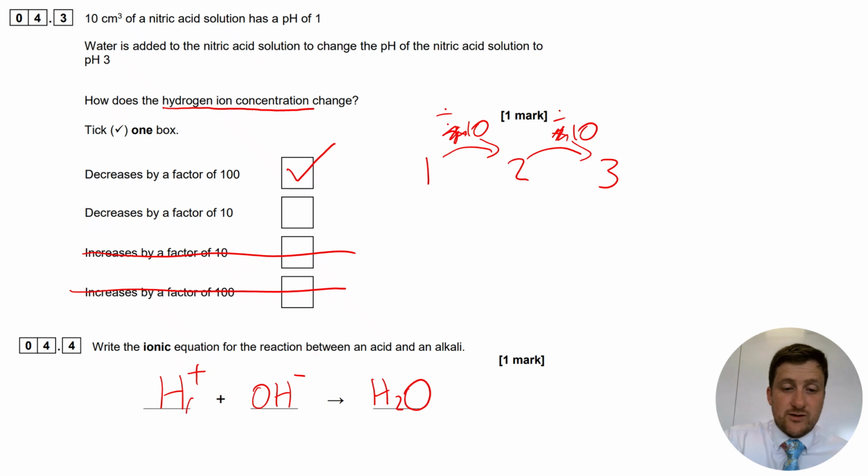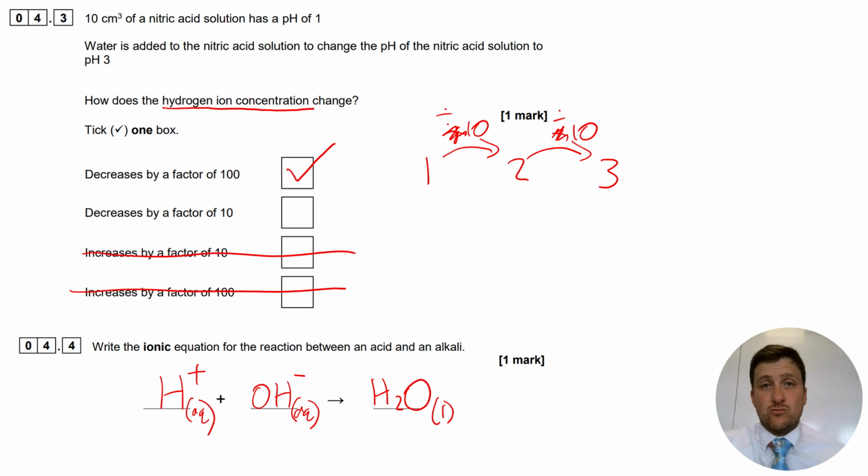And we put the state symbols in. I like to put the state symbols in. It's a good reminder that an acid and alkali are both in aqueous solutions, so they're both aqueous. They both have to be dissolved in water, and guess what? Water is water. So it's a liquid, at least, liquid water. That's one aspect.